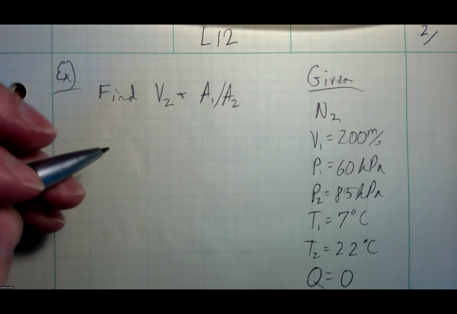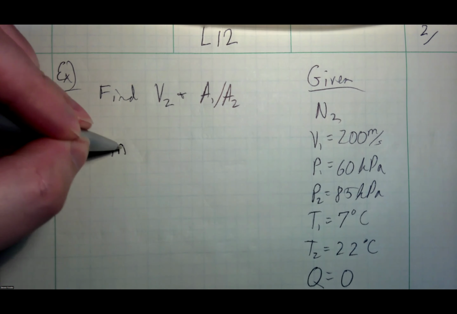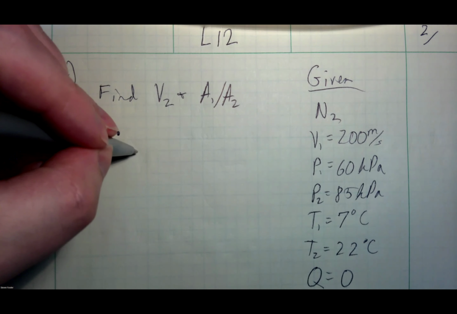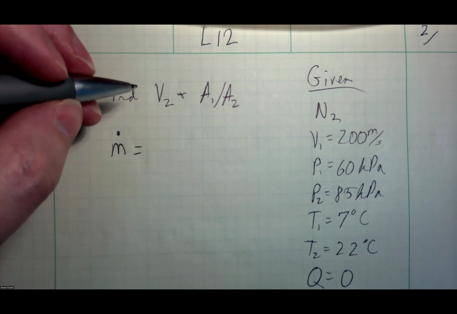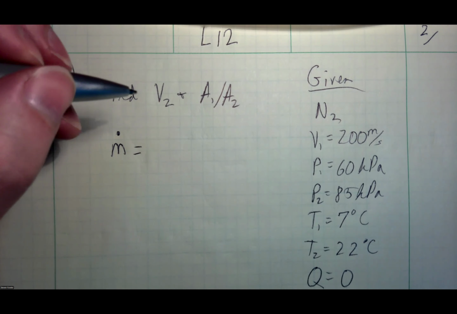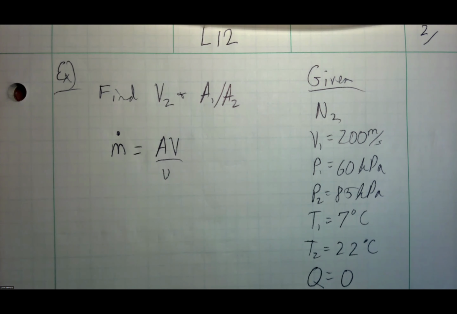Somebody might say, what about the mass flow rate? Okay, what about conservation of mass? The mass flow rate is a part of the conservation of mass equation. Mass flow rate, we know, is area times speed divided by specific volume, or multiplied by density if you don't like specific volume. I'm going to use specific volume here because we're dealing with a gas.